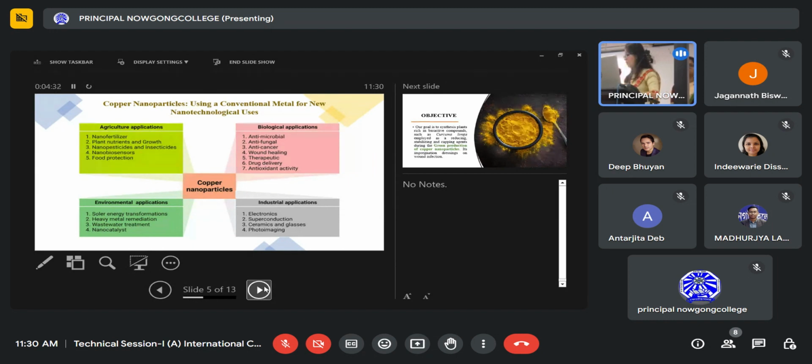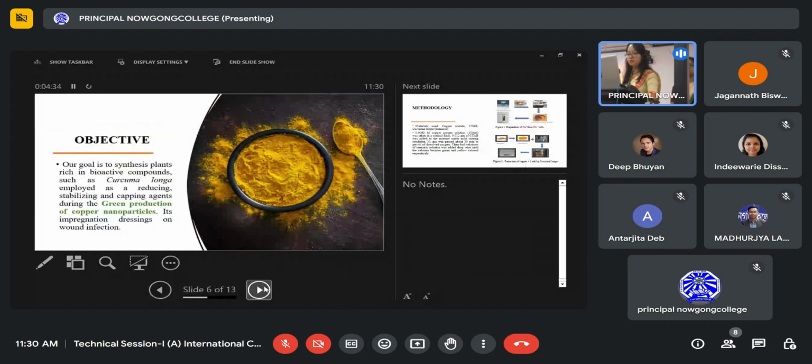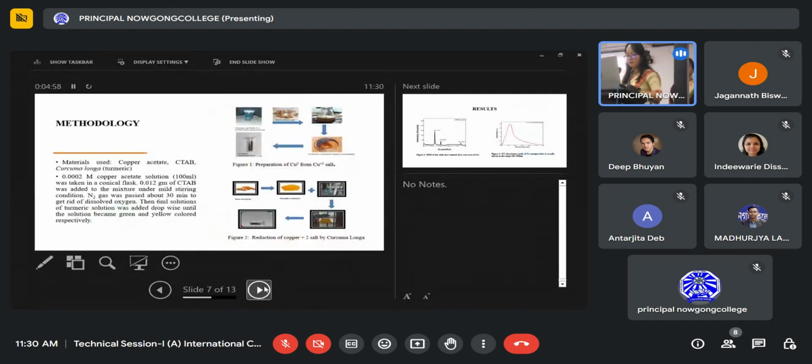Now the main objective of our research is to synthesize nanoparticles using a plant rich in bioactive compounds. We have taken Curcuma longa, which will act as a reducing, stabilizing, and capping agent during the green synthesis process of copper nanoparticles. The application is in dressings for bone infections. For methodology, we have taken copper acetate as our precursor salt, the reducing agent is Curcuma longa, that is turmeric, and CTAB is taken as a binding agent.